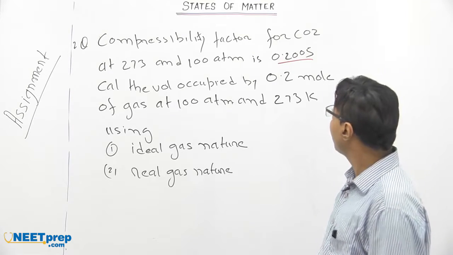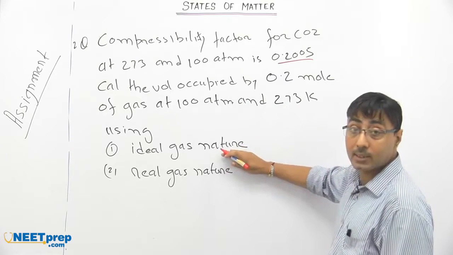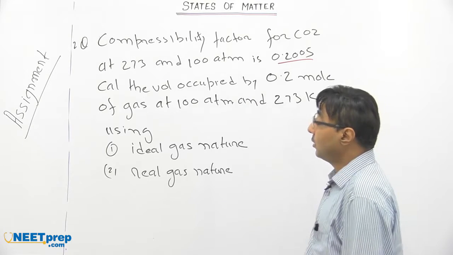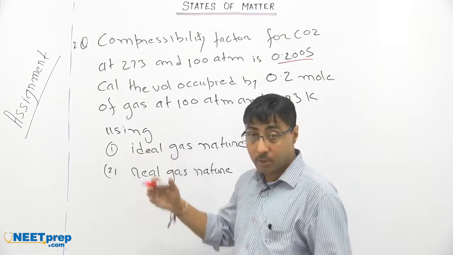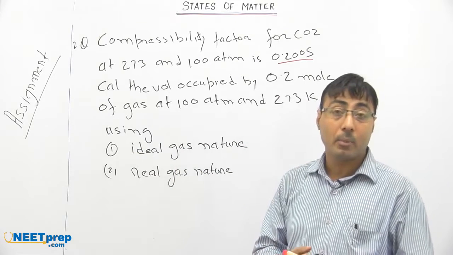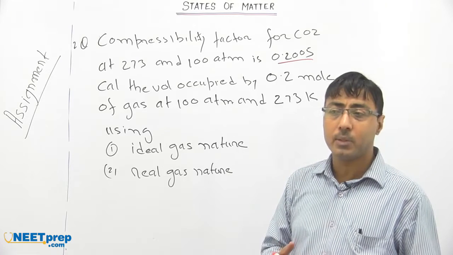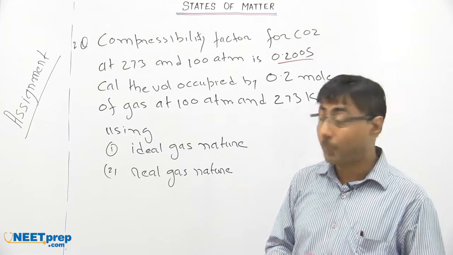And what they are asking: find the value by using ideal gas nature and find the value by using real gas nature. So this will be evident, what is the difference between ideal gas and real gas, by what amount they differ. इनकी जो वैल्यू आएगी वो एक रिलेटिव इन्फॉर्मेशन के लिए काफ़ी है कि आइडियल गैस और रियल गैस के बीच कितने का गैप आ सकते हैं.